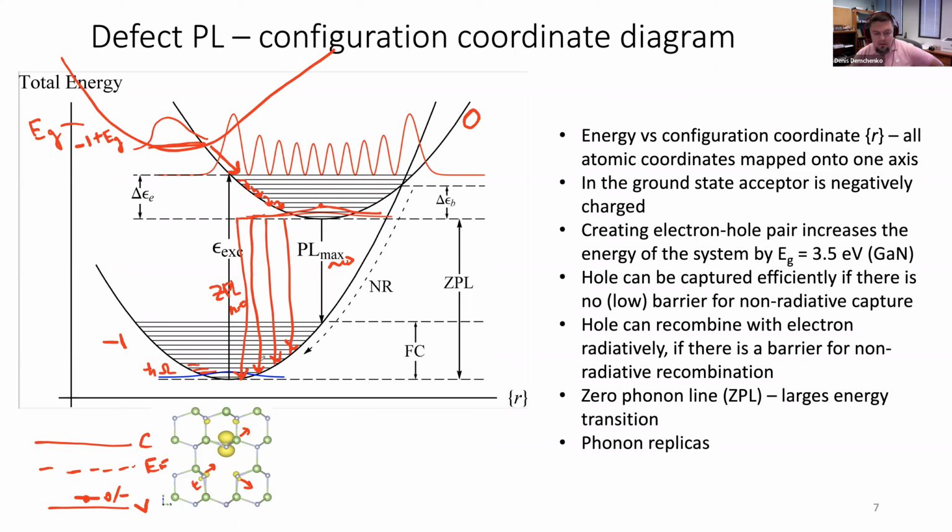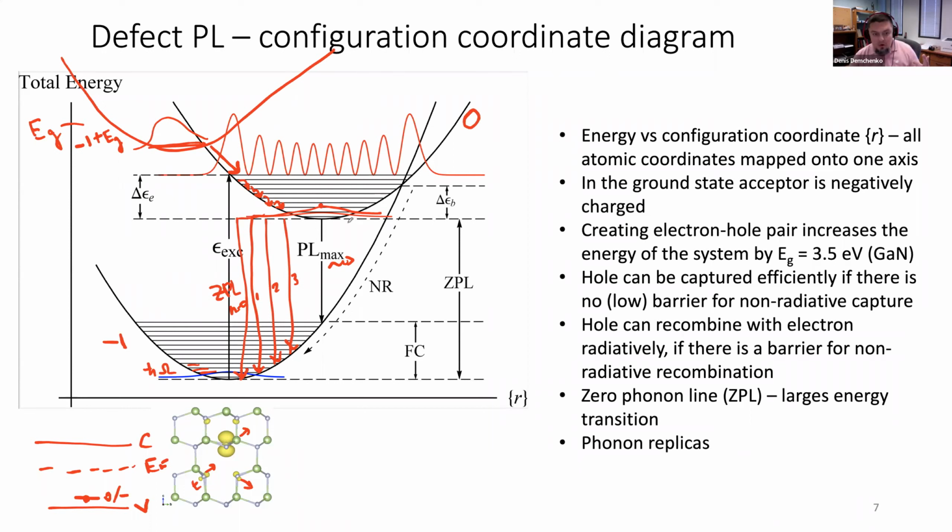And then the next energy that's slightly lower in energy by 1 vibrational level is called the first phonon replica. And then second phonon replica, third phonon replica, and so forth and so on. The sum of all these transitions forms the photoluminescence band.